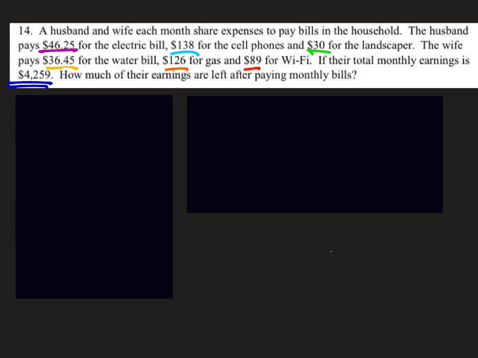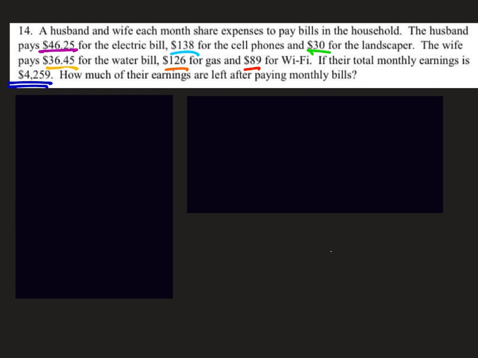This problem doesn't differentiate between whether the husband is paying it or the wife is paying it. It says together they have this much money per month, and these are their bills. So we will not be separating these by the husband paid it or the wife paid it, because all of this amount goes together and gets taken out of their monthly earnings because they're bills to be paid. So what does that look like?